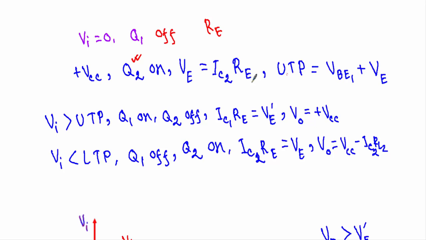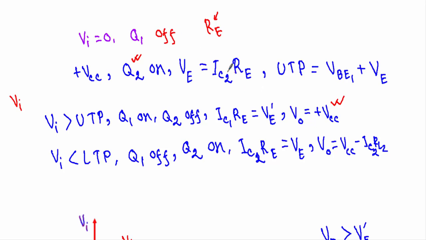upper triggering point. Now I will apply our input voltage Vi in the circuit. When this input voltage is greater than UTP, our output voltage will be equal to plus VCC. When the input voltage is greater than UTP, our voltage drop across this RE will now be equal to IC1 RE, which I will denote with VE prime.